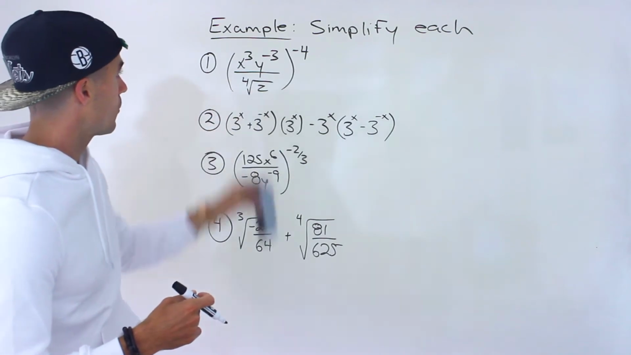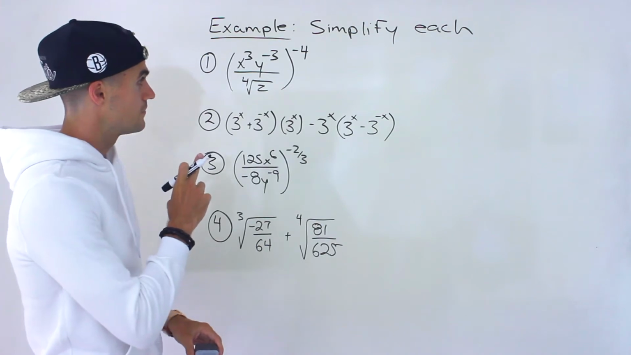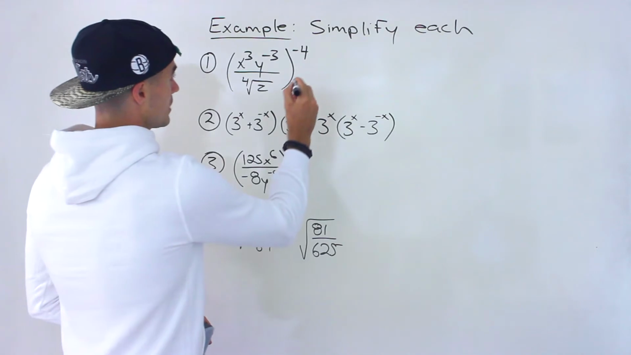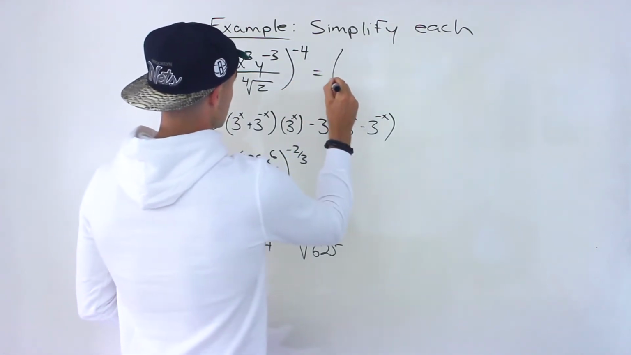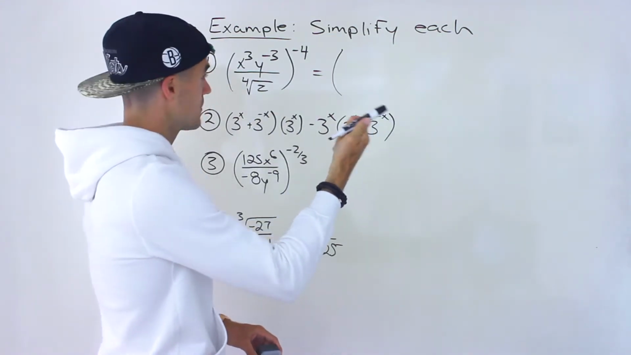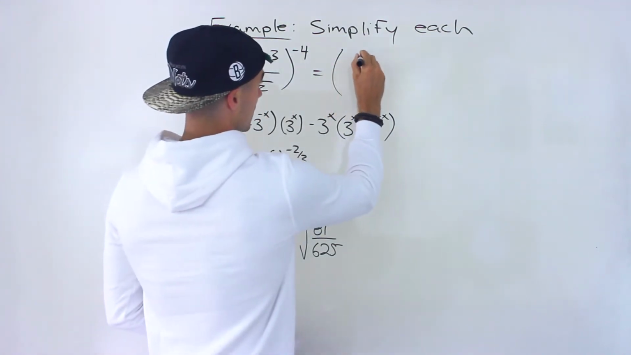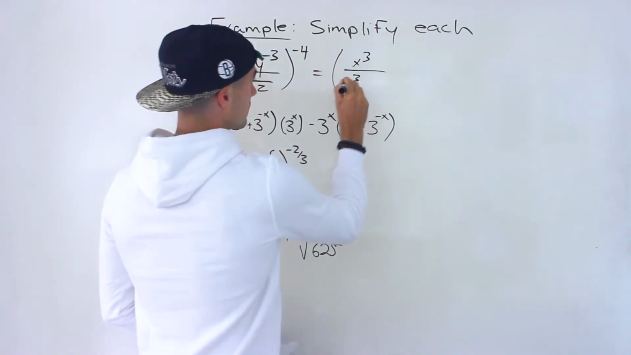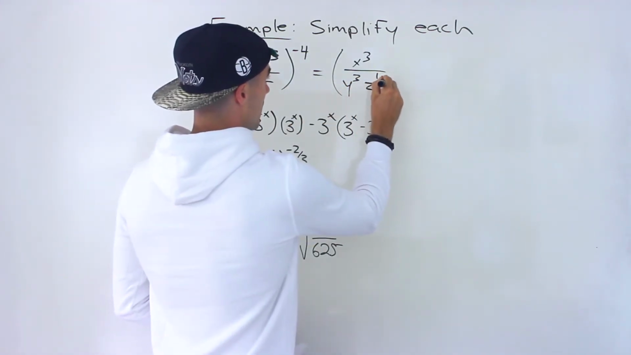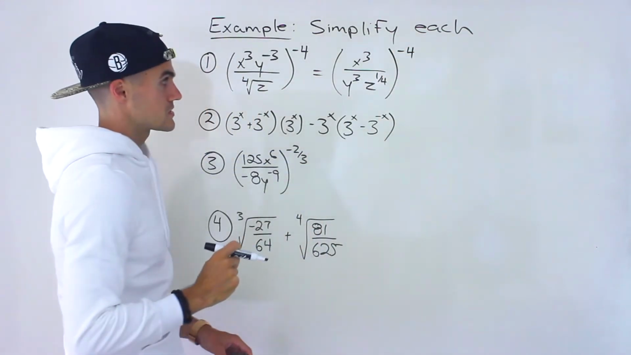So starting with number one, we got x to the 3, y to the negative 3 all over the 4th root of z. And then all of that is to the power of negative 4. So first thing I'm going to do is take this 4th root of z and change that to a rational exponent, z to the power 1 over 4. And then this y to the negative 3 I'm going to bring down to make it a positive. So we'll have y to the 3 at the bottom now. So the exponent turned positive. And then we'll have z to the power of 1 over 4. And then we got the negative 4 on the outside.